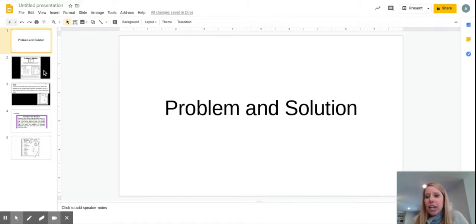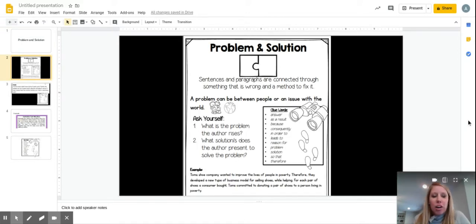So let's take a look at our anchor chart real quick. When an author is doing problem and solution, a lot of times the structure of the text is that they start off with the problem, and then the next paragraph will be the solutions or the way that the problem is being solved. So with problem and solution, the sentences and the paragraphs are connected through something that went wrong, and then they give you different methods of how they're going to fix it.